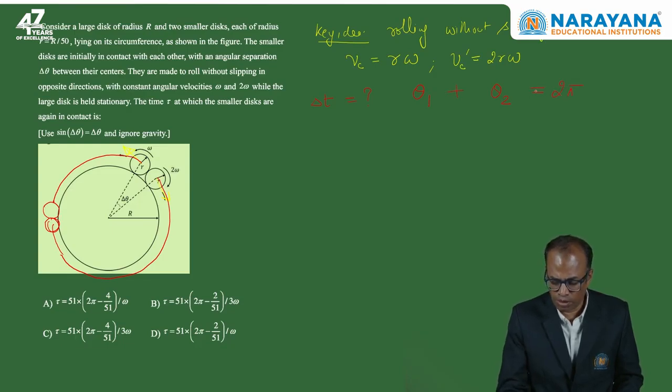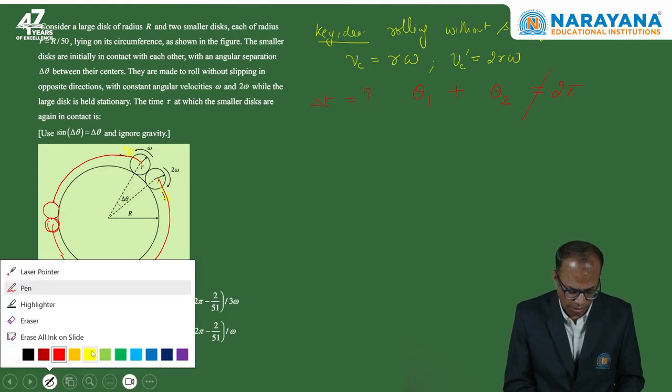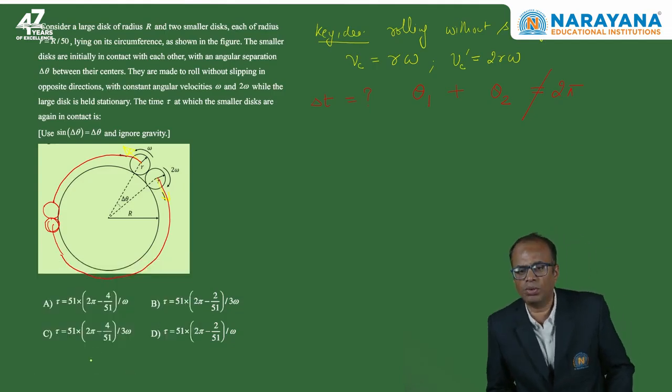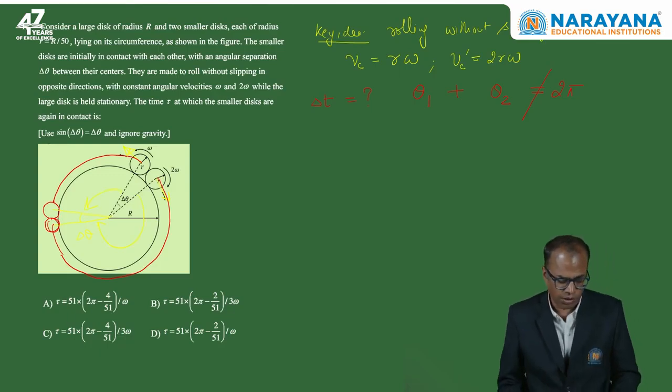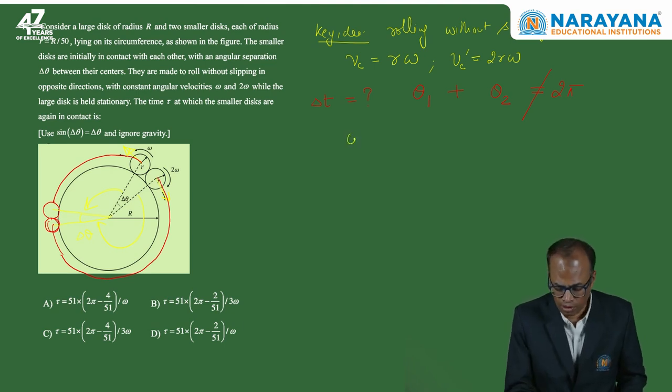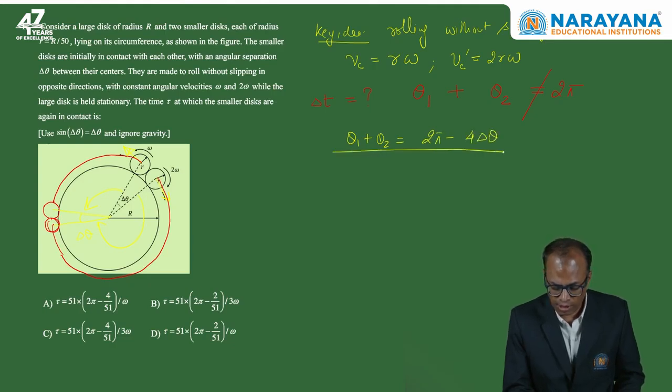If they were actually particles, then I should have taken theta 1 plus theta 2 equal to 2 pi. But there is a catch over here. Since these are finite size particles, I'm not going to take theta 1 plus theta 2 equal to 2 pi. I should be thinking that again this angle will be delta theta. So the angle turned by one of them and the angle turned by the other one should add up to 2 pi minus 4 delta theta. So theta 1 plus theta 2 should be equal to 2 pi minus 4 times delta theta.